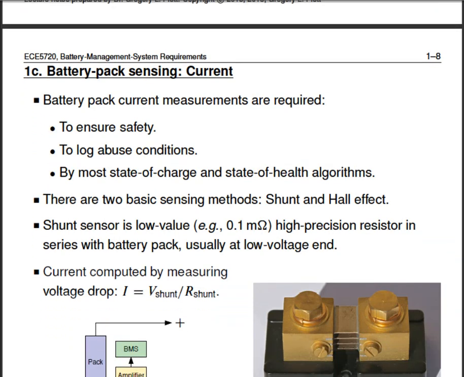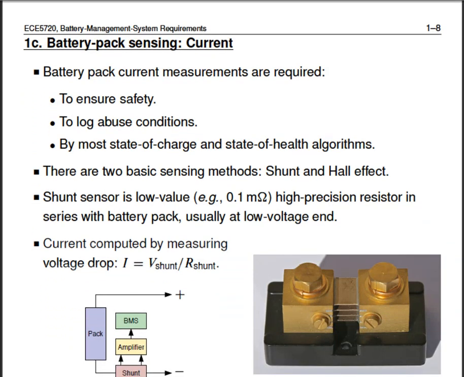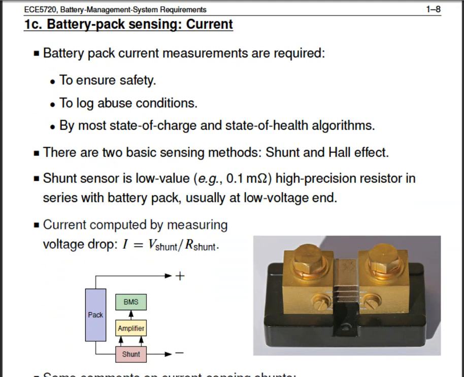So for current sensing it is called a CT, a current transformer. The second parameter we sense was temperature. The third parameter we are sensing is current. So why is current measurement required? To ensure safety, to log abuse conditions. Abuse condition means somebody is torturing the battery, so too much power is being extracted. What torture is being done to the battery?